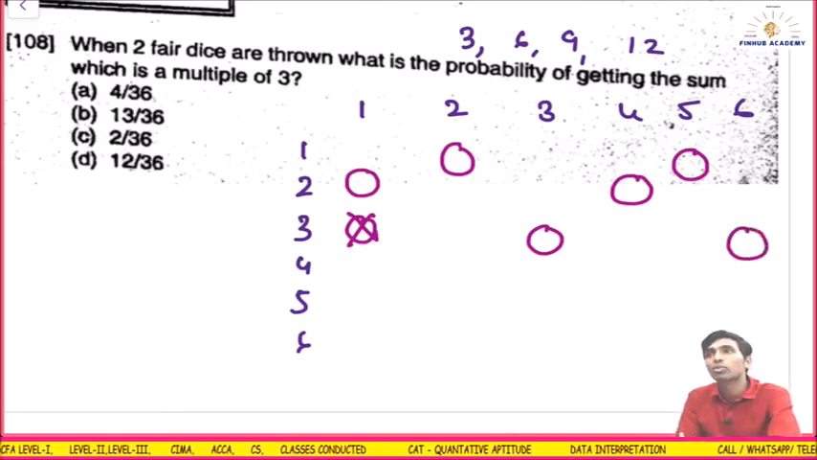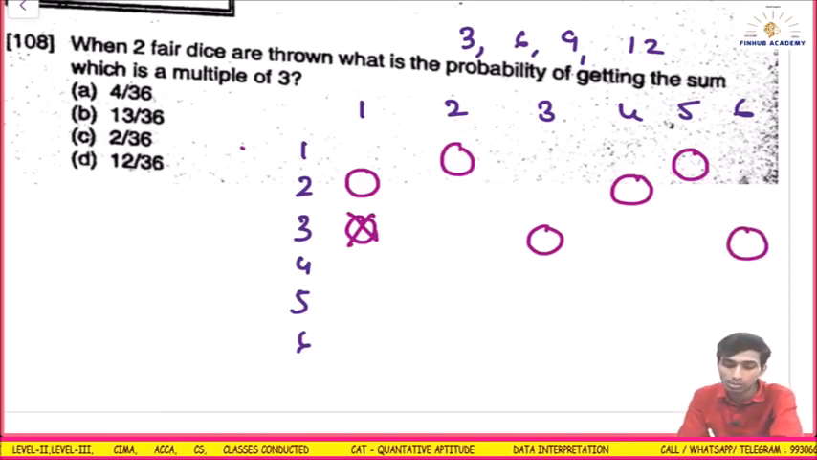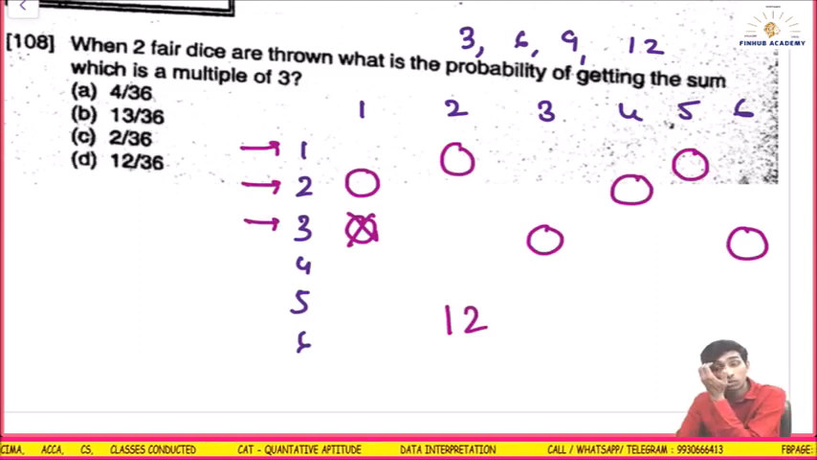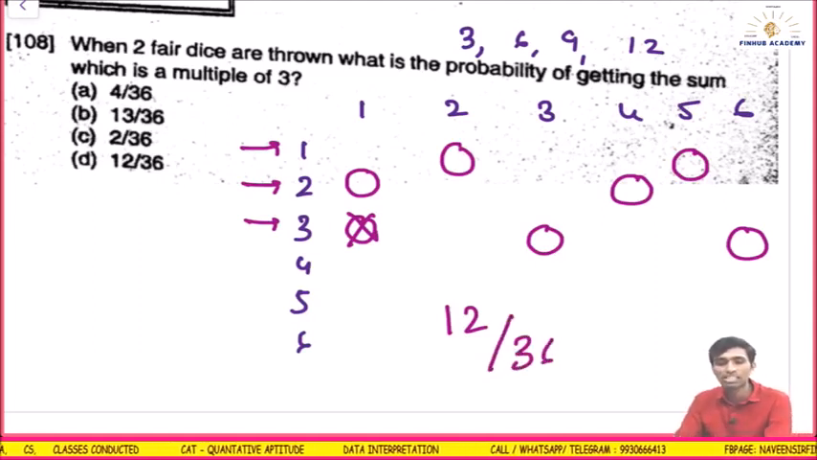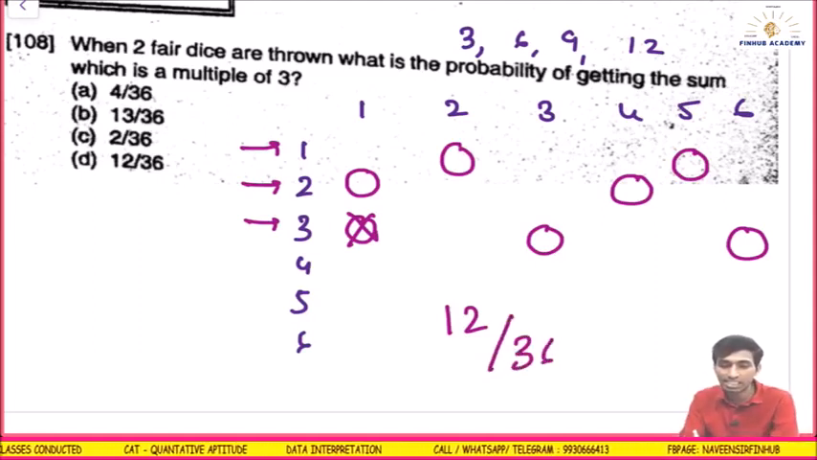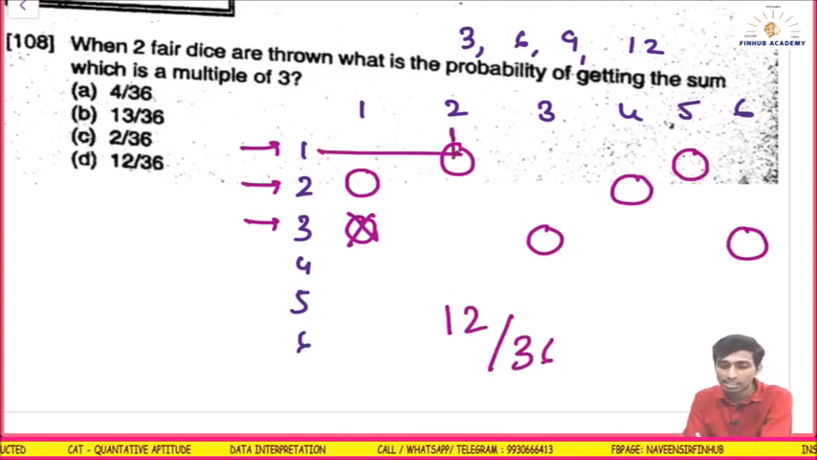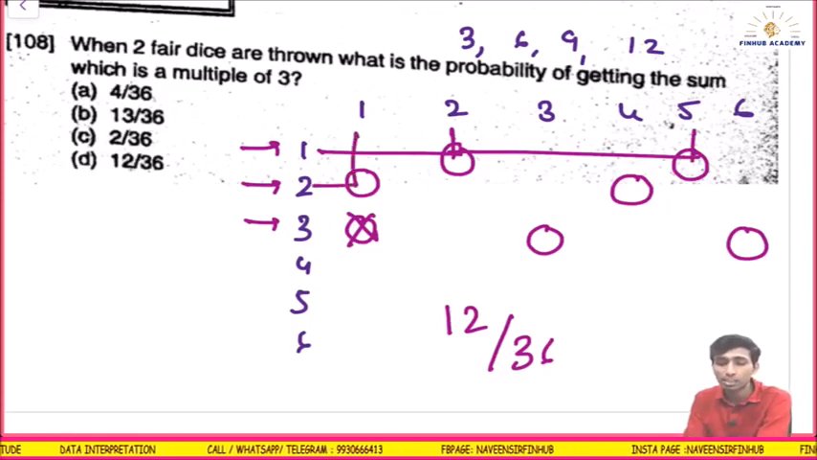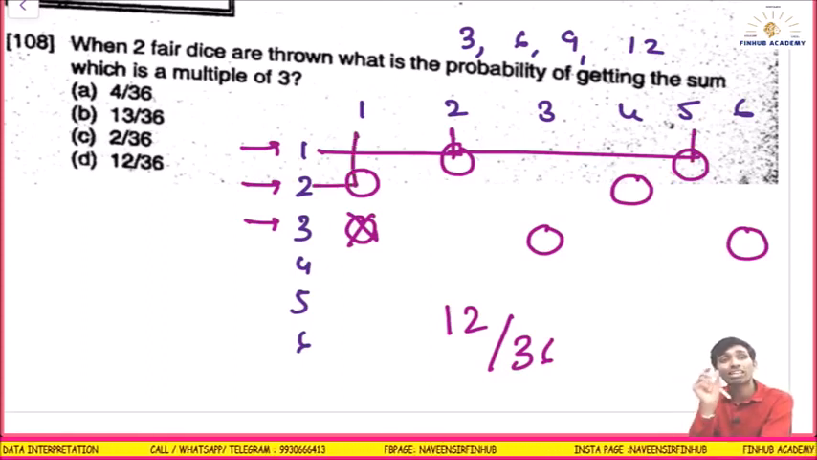In every line there are 2. That means 2, 2, 2, so 12 numbers will be there. Understand this. So what is the probability? 12 by 36. The total is 36. Correct now? See here, 1 comma 5 is 6. The sum is 6. 2 comma 1, the total is 3. So you have to take 3, 6, 9, 12. Wherever the total is 3, 6, 9, 12, that you have to take.